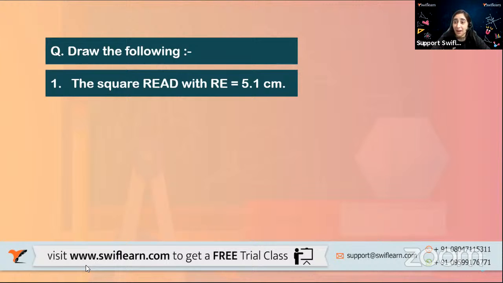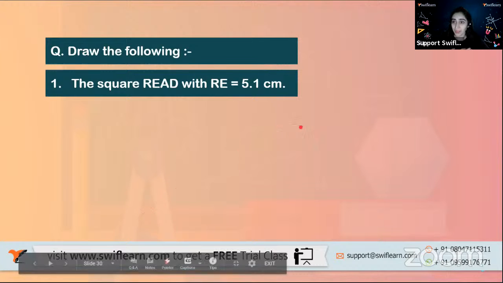Yes, we will take RE as a baseline, then make a 90 degree perpendicular line at R and E, then cut the length at 5.5 centimeters. After cutting that, you get a straight line. Then you can join these two lines. Clear? And then you are able to get a square READ. Clear with this? Okay.